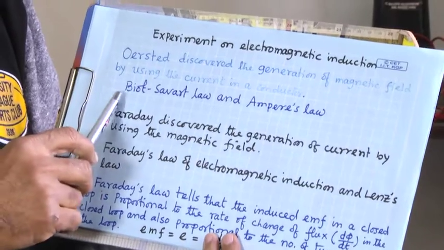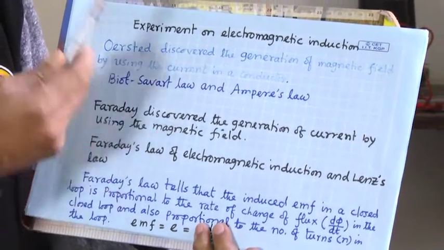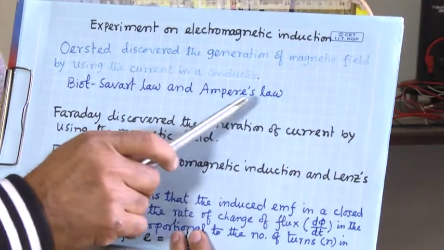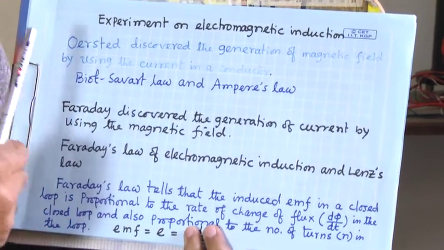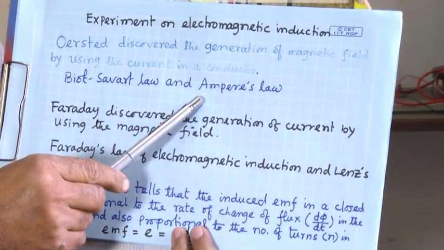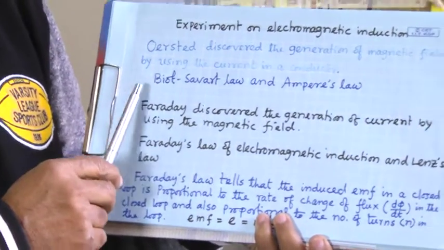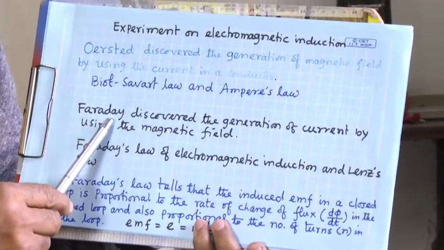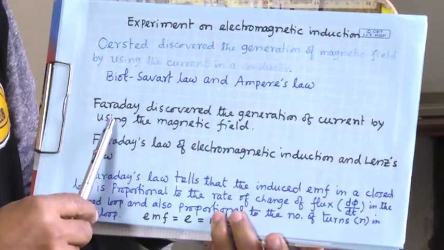As a consequence, these laws came up, that is Biot-Savart law and Ampere's law. Both laws are basically the same. They give the relation between the current and magnetic field, and some other constant terms are there. Then the reverse effect was discovered by Faraday. Faraday discovered the generation of current by using the magnetic field.